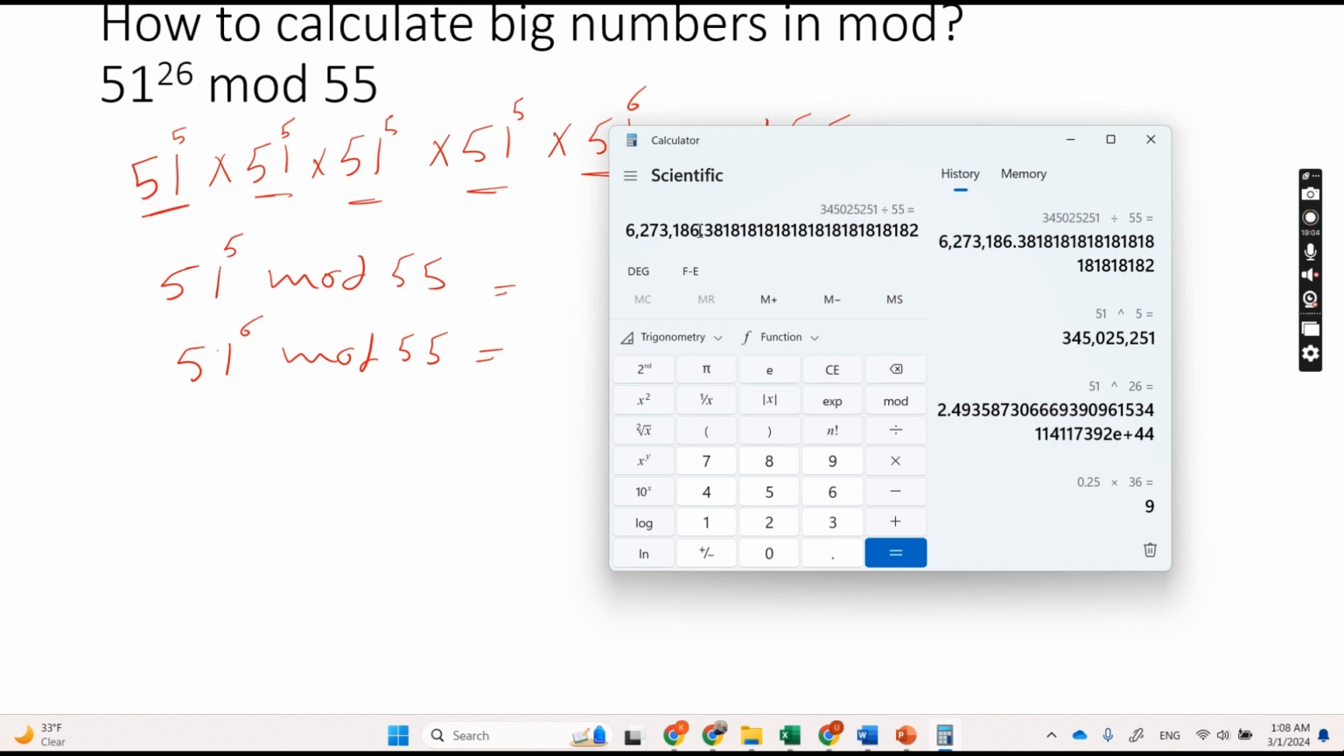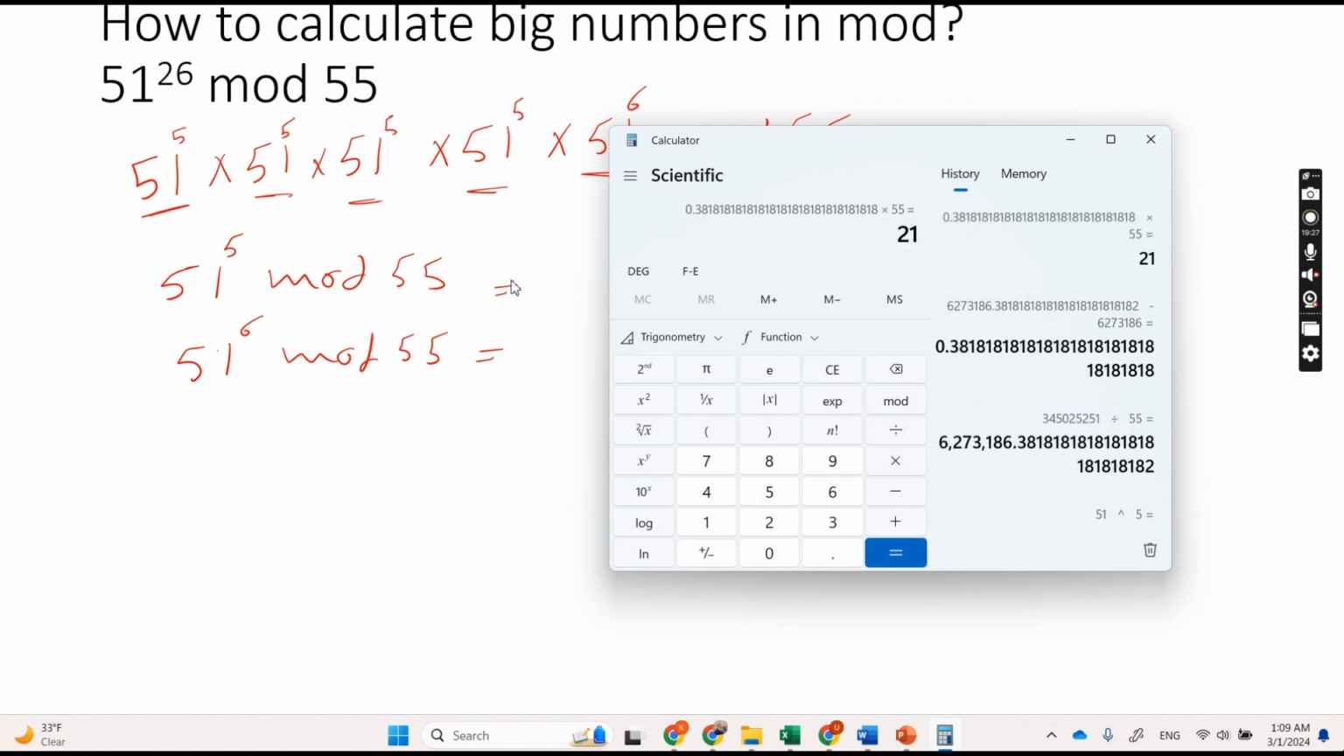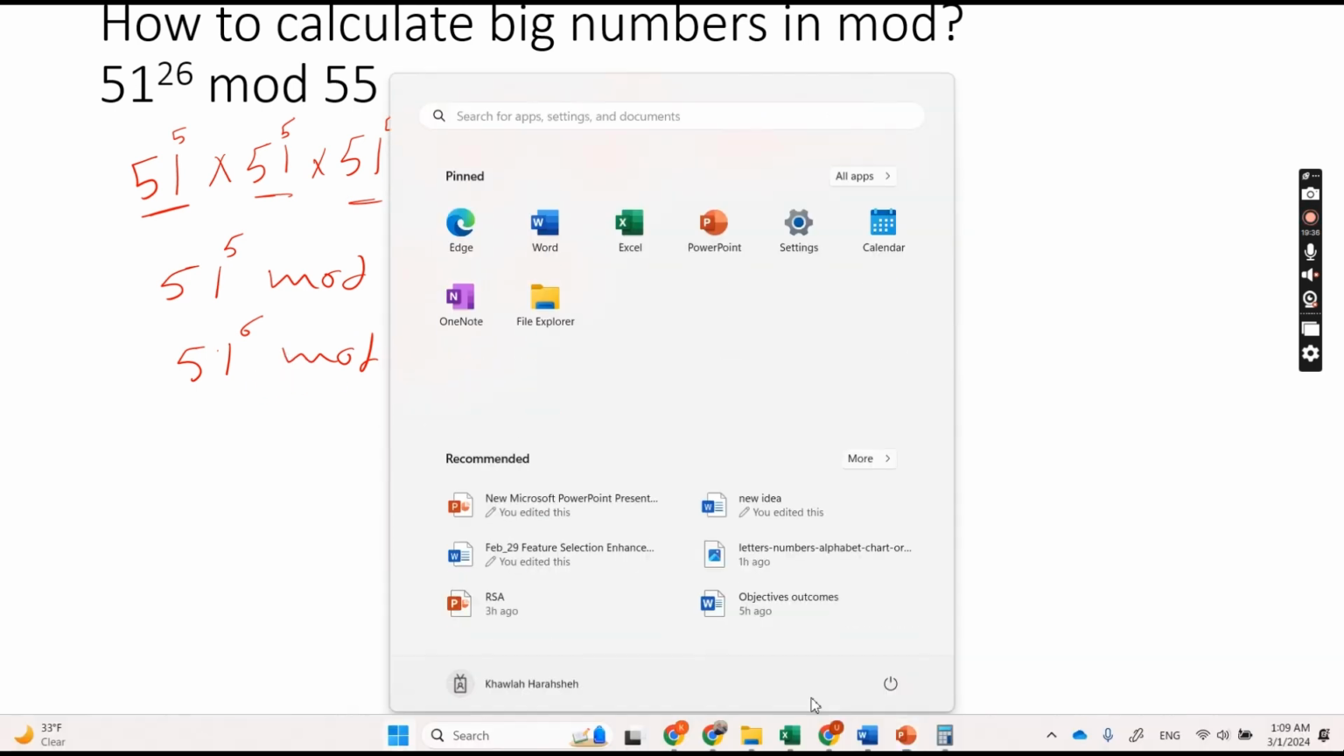So we have this number. Anything above the decimal, we should delete or subtract. So minus 6,273,186. Now this one should be multiplied by 55. Multiplied by 55 equals 21. So the answer here is 21. Now let's find this one, okay?